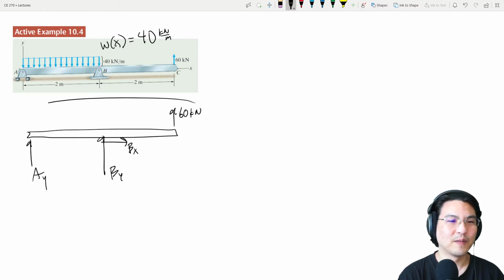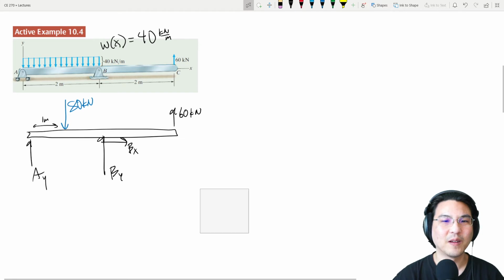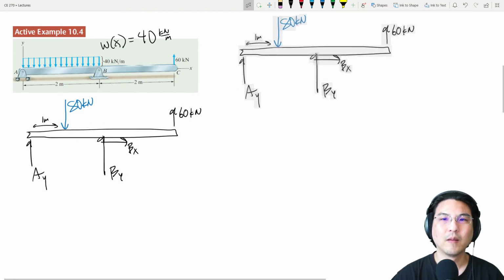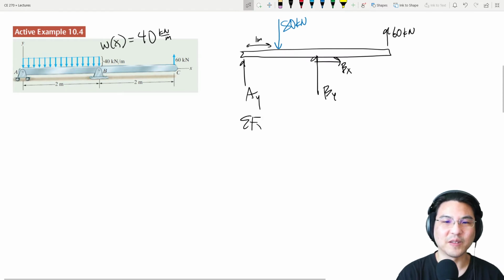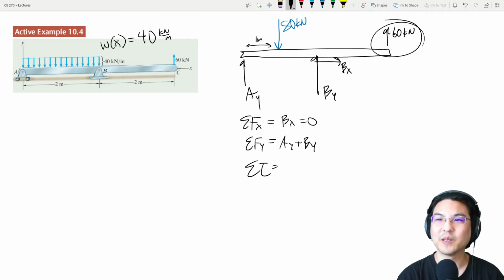To solve for the reactions, let's represent this loading curve as just a single force here. The area is 80, so this is 80, located at the centroid of this rectangle, which is 1 meter over here. So let's solve for these reactions. In the x direction, we have bx. In the y direction, ay, by, plus 60 minus 80. I'll just bundle those together already.